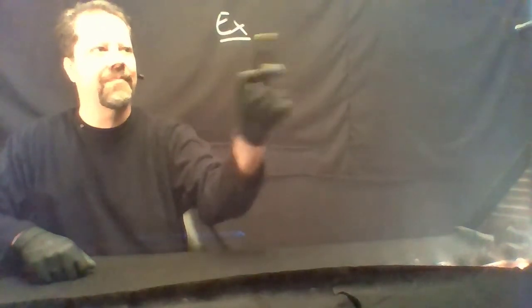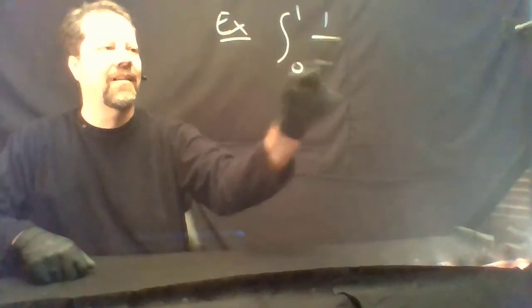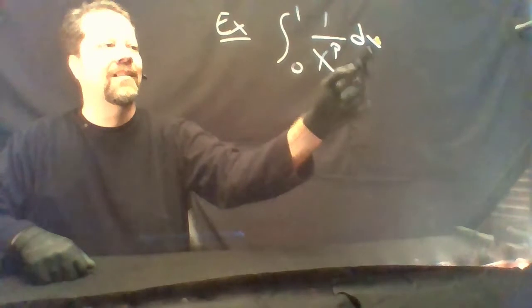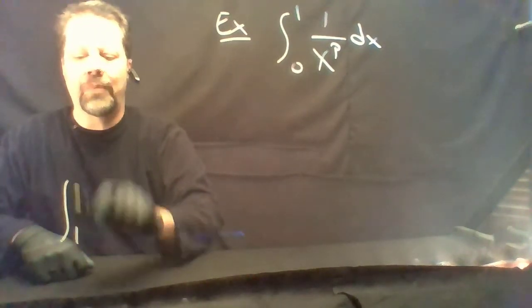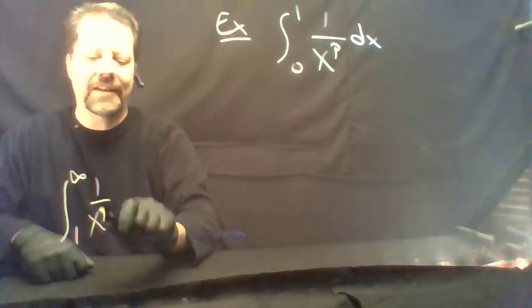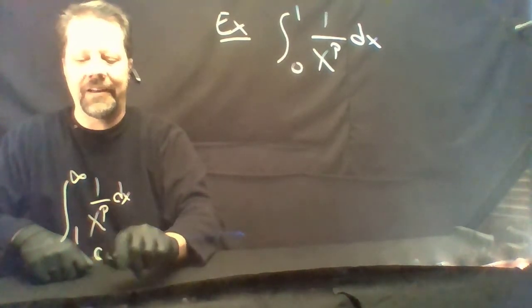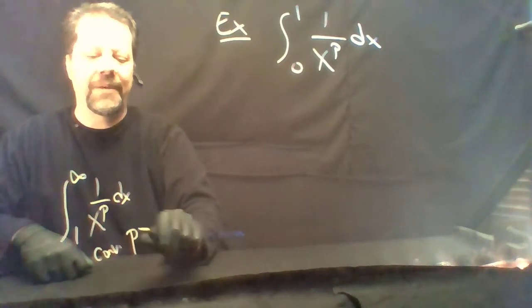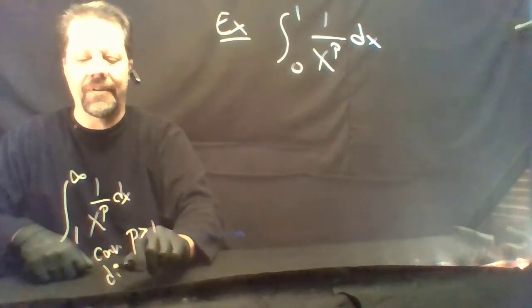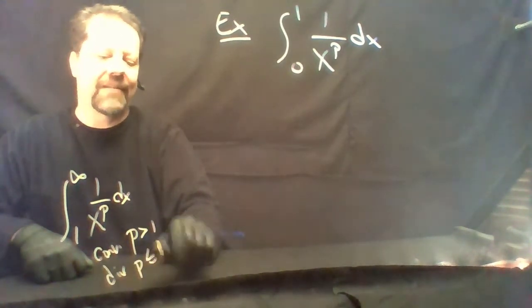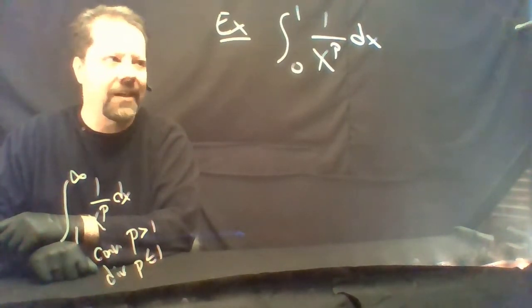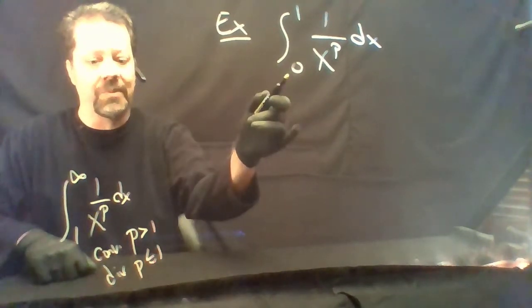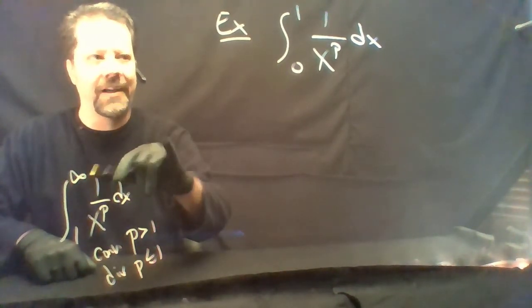I want to look at one more class of examples. This is similar to what we did before. Before we looked at the integral from 1 to infinity of 1 over x to the p. We found that it converged if p was greater than 1 and diverged if p was less than or equal to 1. This, though, looks at what happens on the other end. 0 is the problem this time, not infinity.